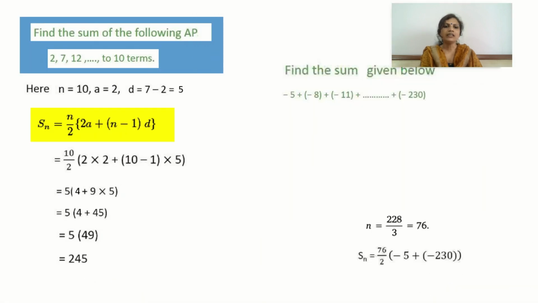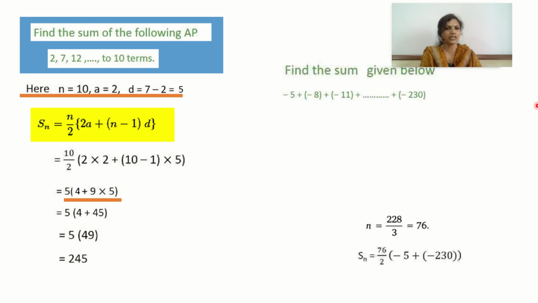Look at this. Find the sum of the following AP. You are given the AP as 2, 7, 12 and up to 10 terms, you have to find its sum. So just check out what all is given to us. We are given that the number of terms in the given AP is 10, because we have to find the sum of the first 10 terms of an AP. So the number of terms is n. The first term of an AP is given to us as 2. The common difference is 5. Once you write the data, recollect the formula to find the sum of the terms in an AP.